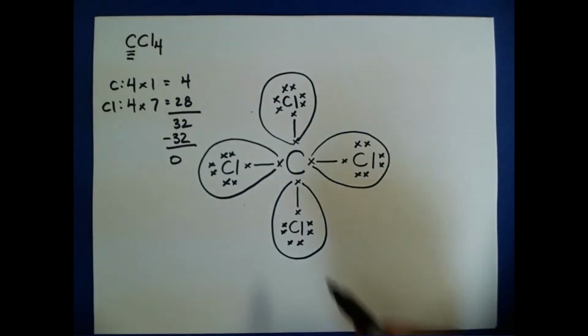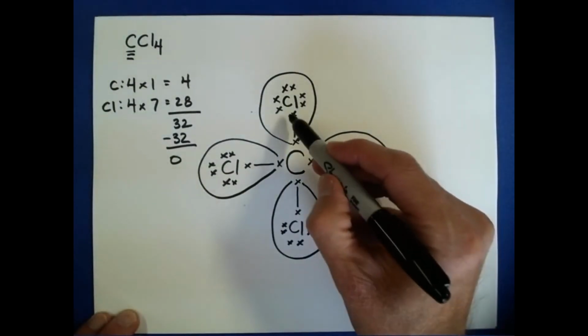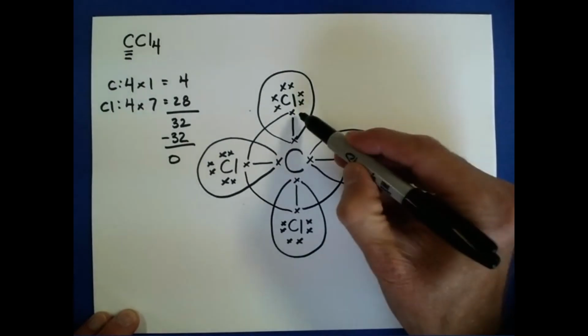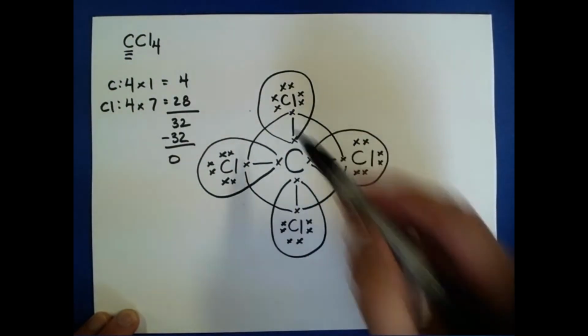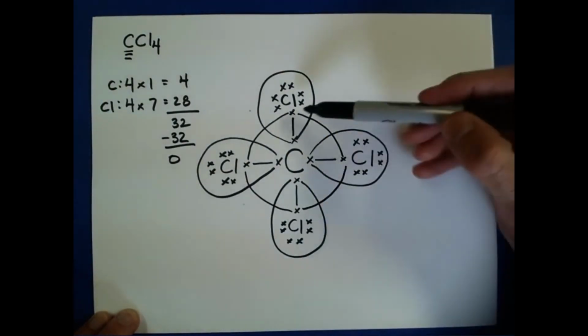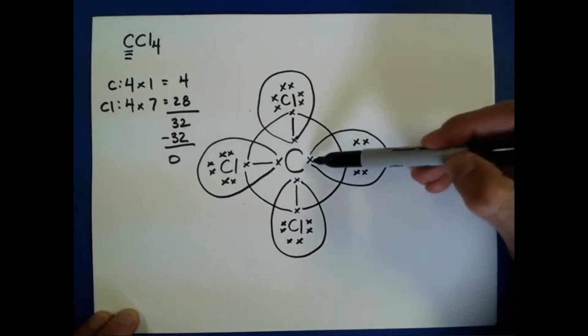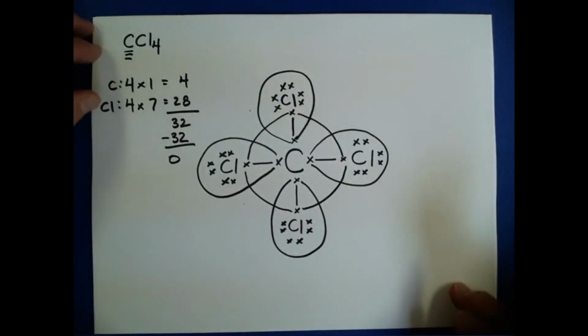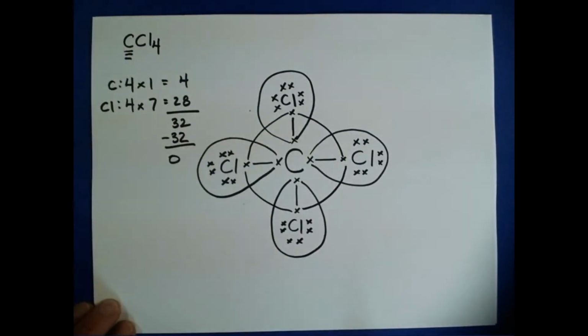If that's the case, it should work out such that this carbon atom feels like it has 8 electrons in its valence shell, and indeed it does. If we count them, it's got 4 bonds, and each bond has 2 electrons. 1, 2, 3, 4, 5, 6, 7, 8. And we've drawn the Lewis structure for carbon tetrachloride.